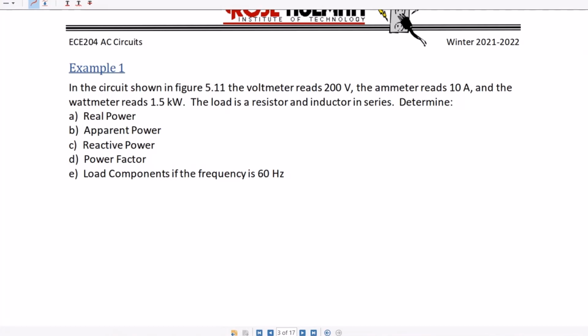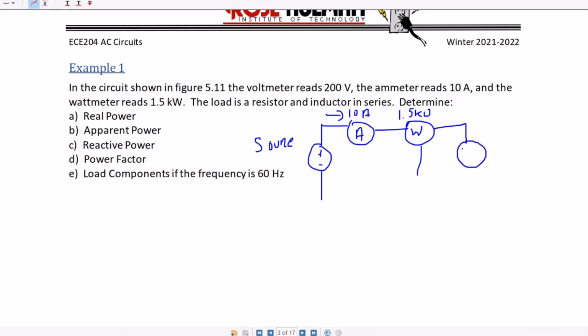So this is a copy of that figure from the previous page, but I'm now going to add in the values. Okay, so here's the source. And here's our ammeter that reads 10 amps. Here is our wattmeter that reads 1.5 kilowatts. And here is the voltmeter, which reads 200 volts. And then over here, we have our load, okay?